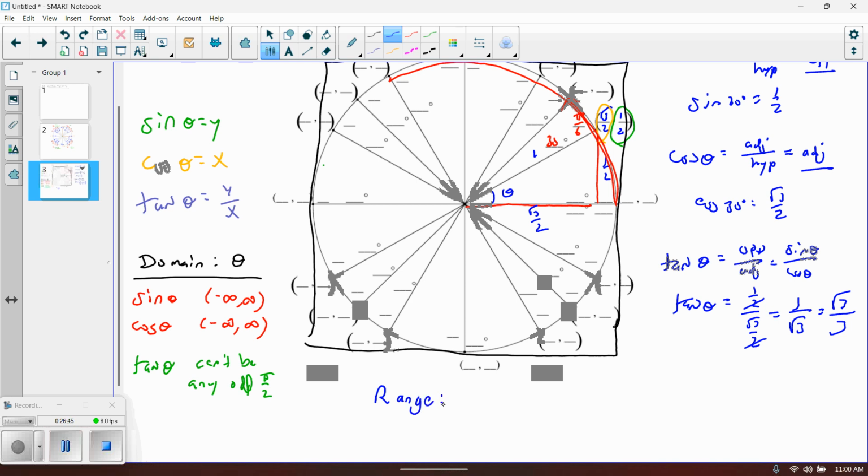And this is actually really important. So the range is going to be your output. Well, if you look at the box, for every possible value, I'm going to talk about sine and cosine first. For every possible value of theta, I have an output. I either have an x or a y value.